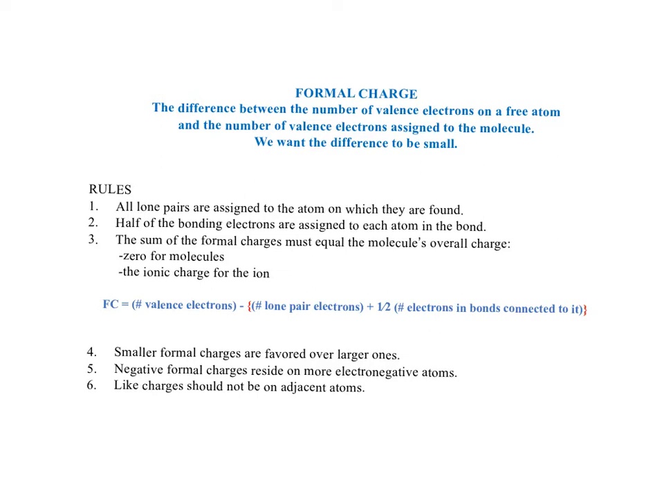Okay, so we're going to start with the rules here. The sum of the formal charges must equal the molecule's overall charge, which in our case was 0 for both of them. And then the next thing we're going to look at is that smaller formal charges are favored over larger ones. Let's see what's on the next slide.